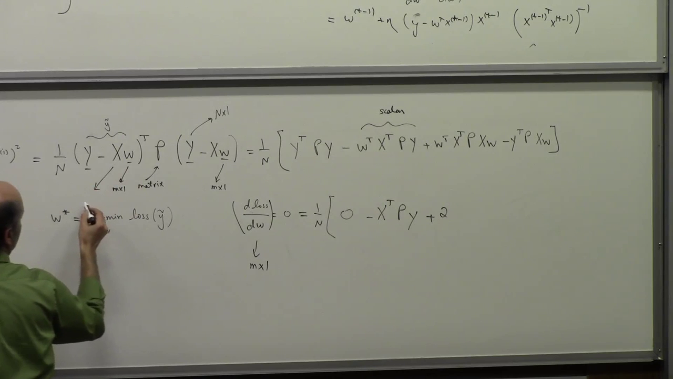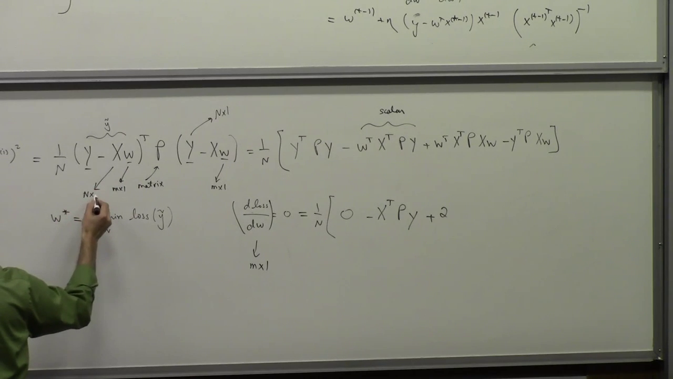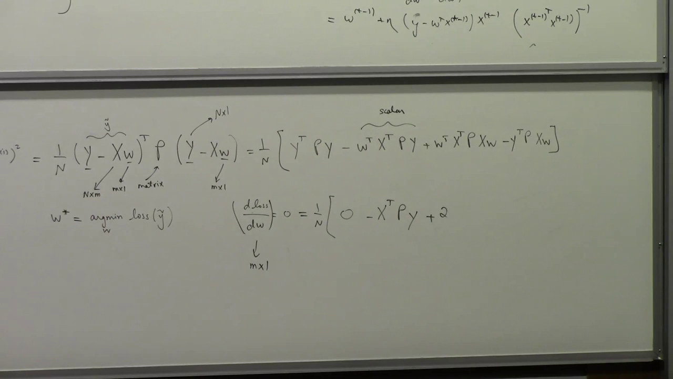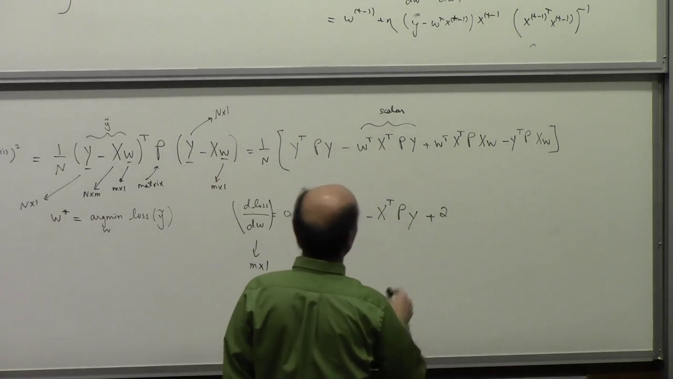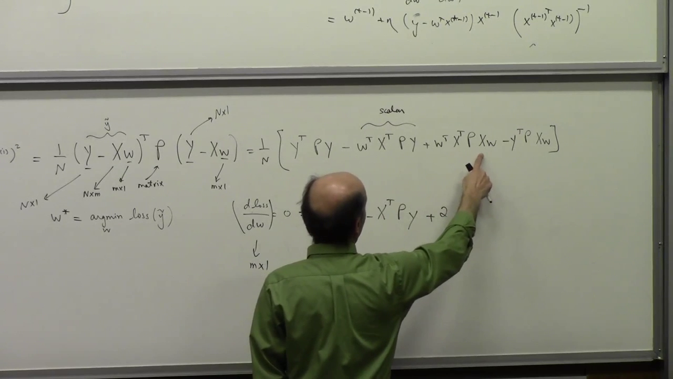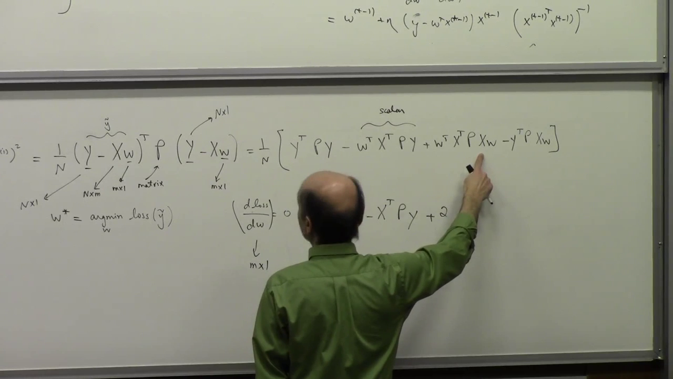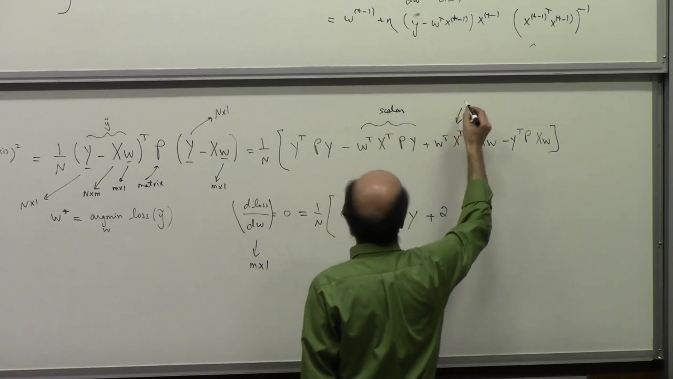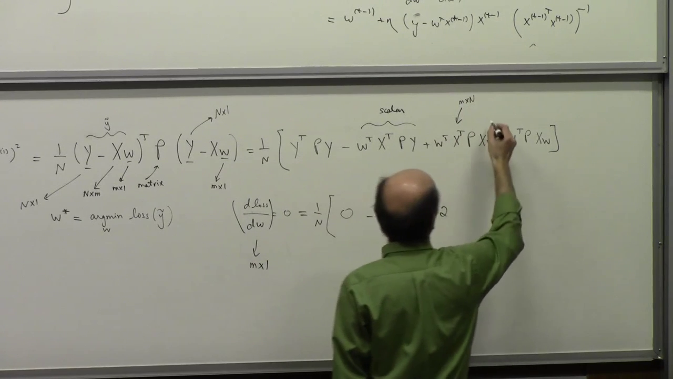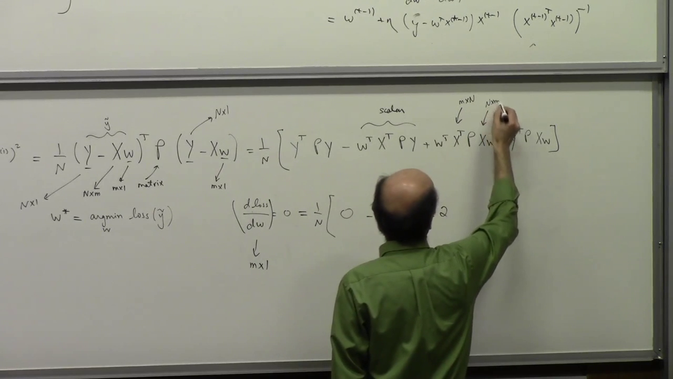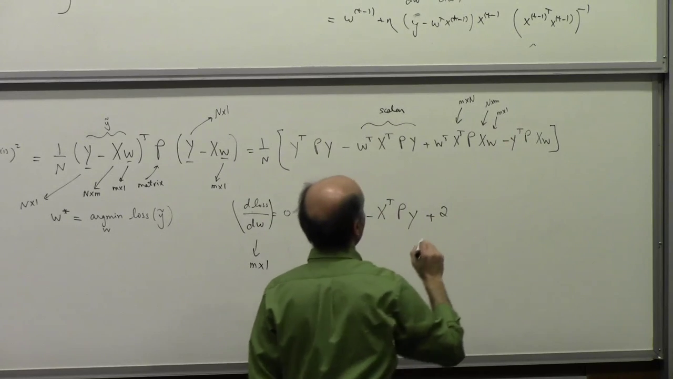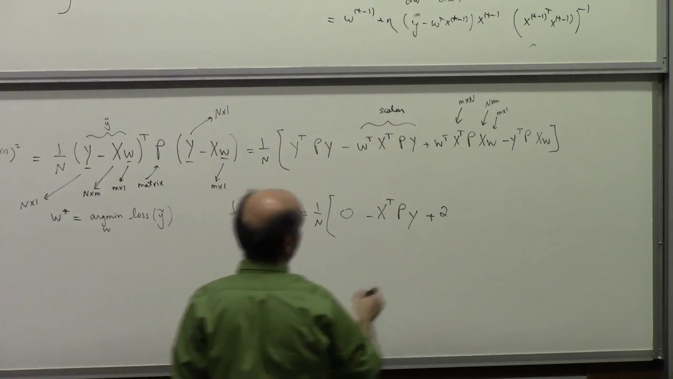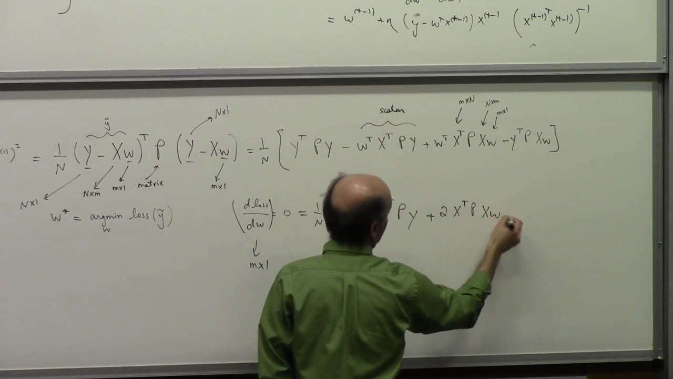This is a capital N by m size matrix. It has n rows, and it has m columns. And this is n by 1. So n by m, m by n. This comes out as m by n. This is n by m. This is m by 1. So I get an m by 1, which is correct. X transpose PXW. That's the derivative of this term.